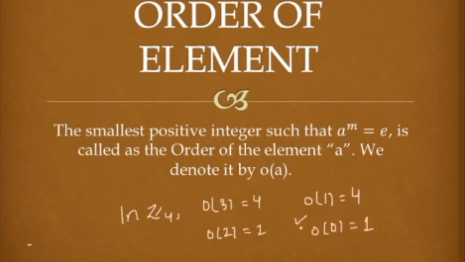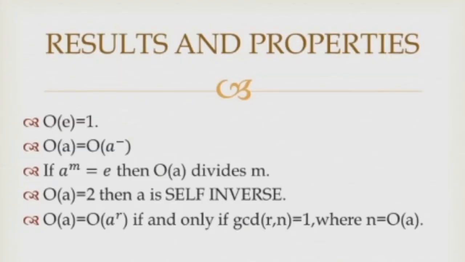We will see now the properties of the order of an element. The very first property says that the order of the identity is 1, and this is quite obvious because when we define the order of an element, we need to find the smallest m such that a raised to the power m is e. In case a is equal to e, I know that e raised to the power 1 is e, and 1 is the smallest such integer, and hence the order of the identity is 1.